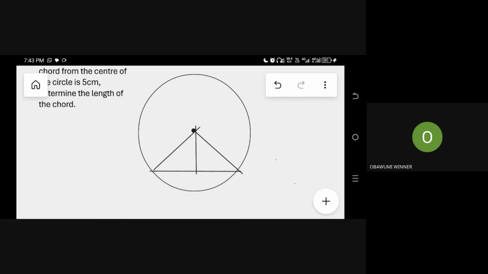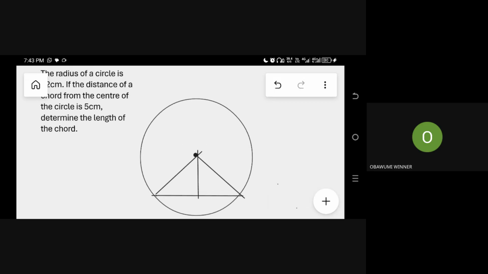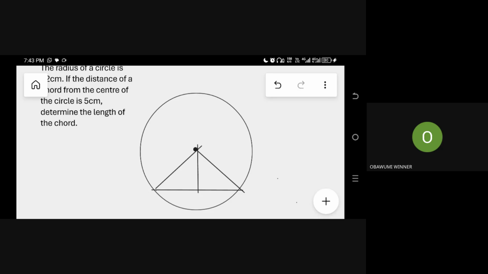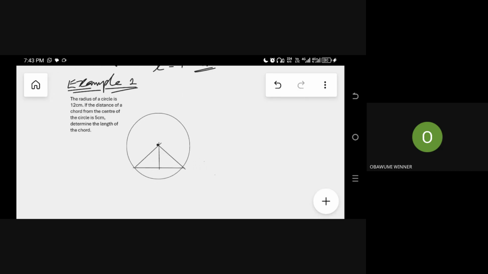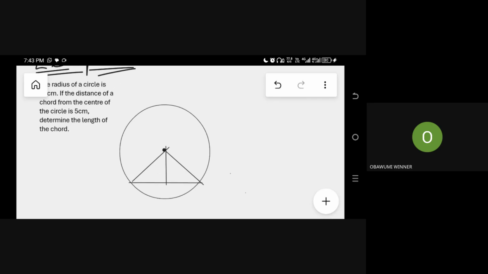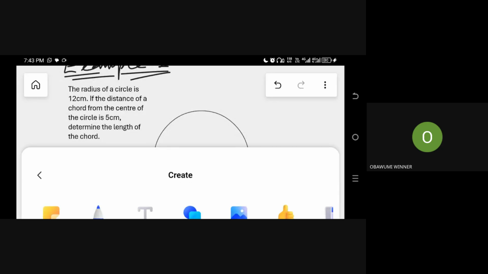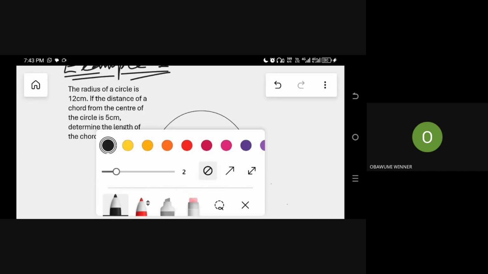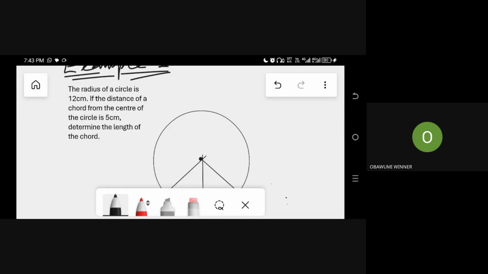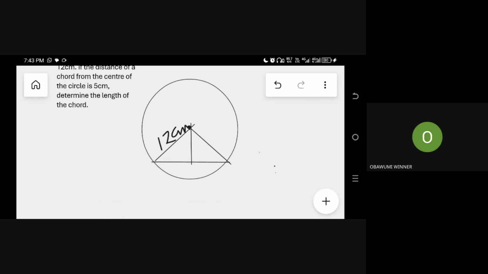Okay, now I'll go back to the question so that I'll be able to know where to put each value in the diagram. The question says that the radius of the circle is 12 centimeters. I'll have to put my radius here, 12 centimeters. My radius should be here, 12 centimeters. This other side too is a radius, so both of them would be the same.